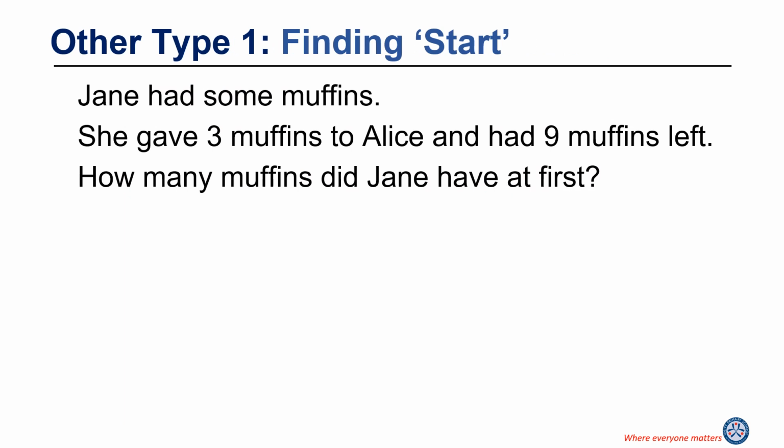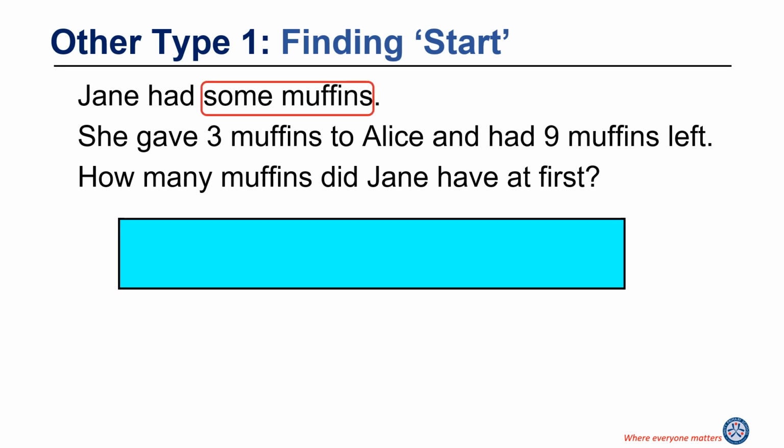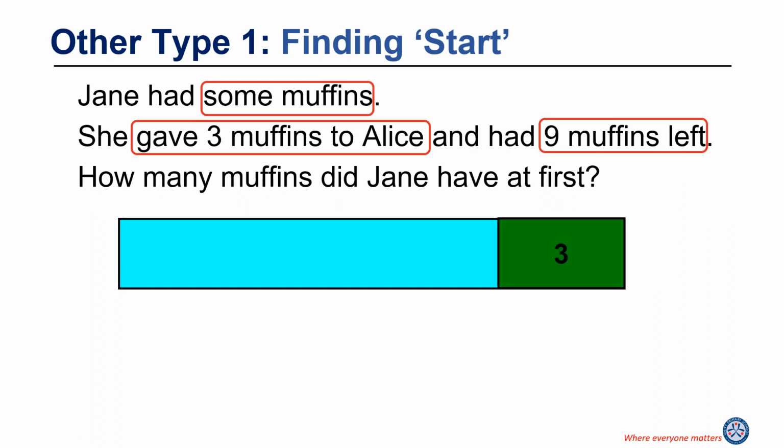Let's take a look at this example of finding the start. Jane had some muffins. She gave 3 muffins to Alice and had 9 muffins left. How many muffins did Jane have at first? In this question, the phrase "at first" in the last sentence tells us that we have to find the number of muffins that Jane had from the start. Let's construct the model based on the key information we identify from the question. Jane had some muffins. She gave 3 muffins to Alice, had 9 muffins left. We have to find the number of muffins Jane had at first.